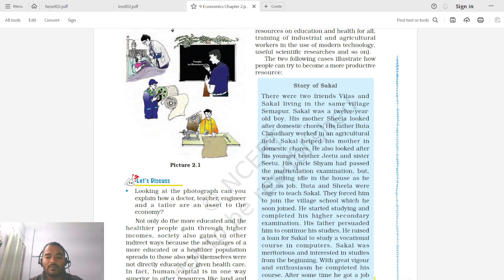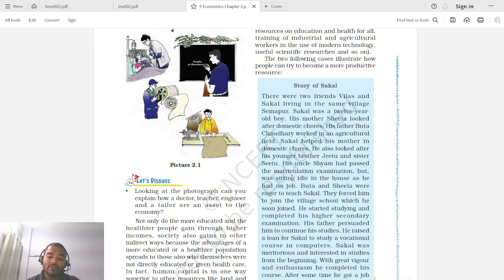His uncle Sham had passed the matriculation exam, but he was sitting idle in the house as he had no job. His uncle was also educated, and he had passed the matriculation exam, that is standard 10th, very early in the 1990s or something like that, but he was sitting idle because he did not get any job.